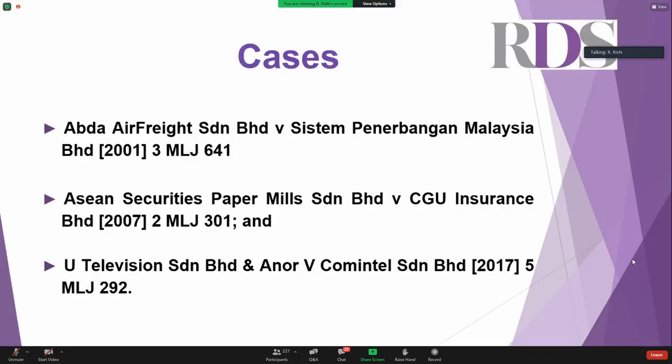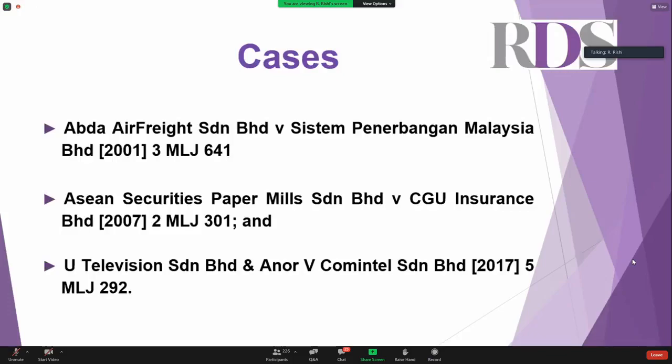They will set things right insofar as having to deal with expert evidence is concerned, how to deal with Section 45. ASEAN Securities, a bit on the facts. ASEAN Securities was in the business of selling various types of papers. They had stored their papers in a warehouse, and at some point there was a fire and the goods were destroyed. So they had an insurance policy with CGU Insurance.